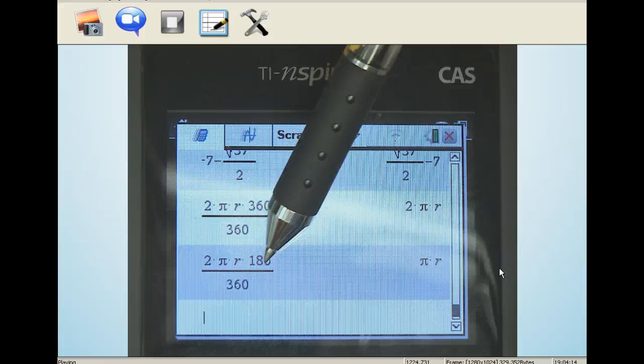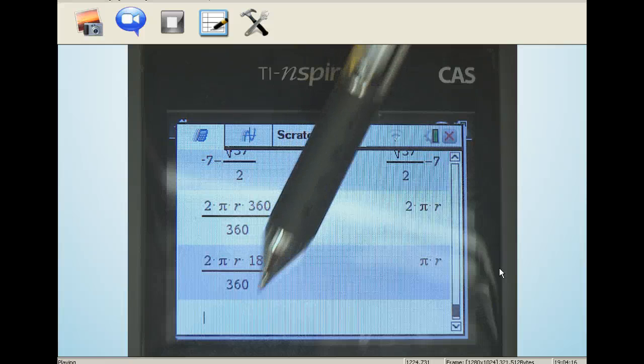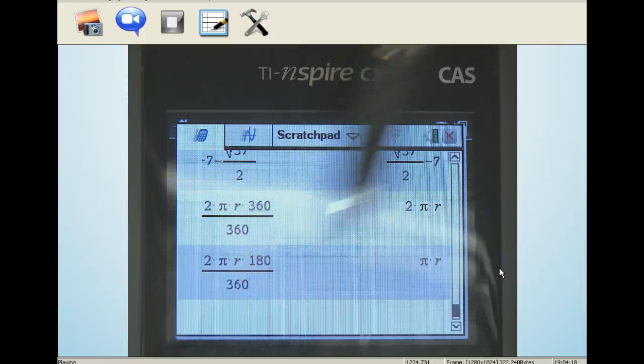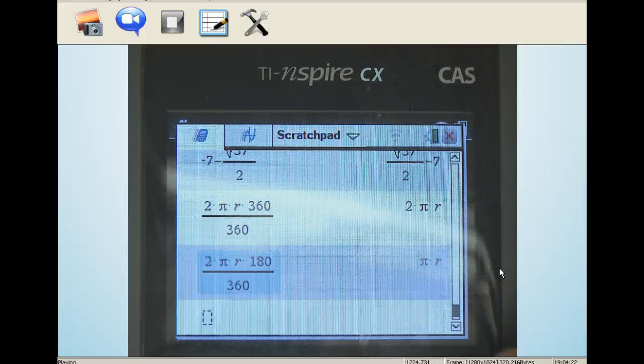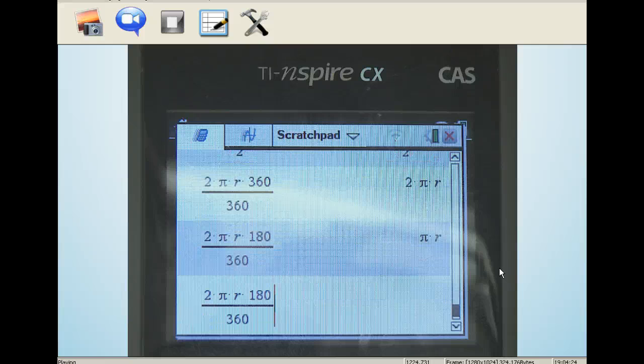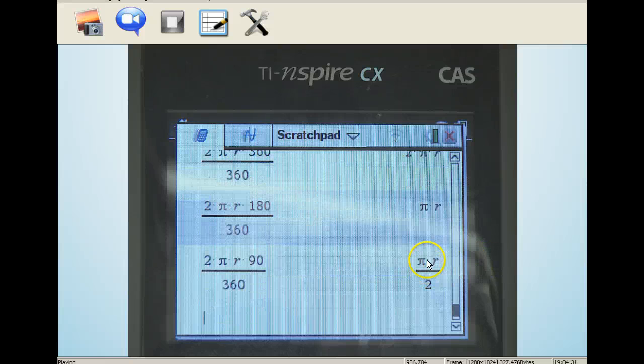What if it was half a circle, 180 degrees divided by 360? Well, then it would be pi r. What if it was 90 degrees? Well, then it would be pi r over 2.